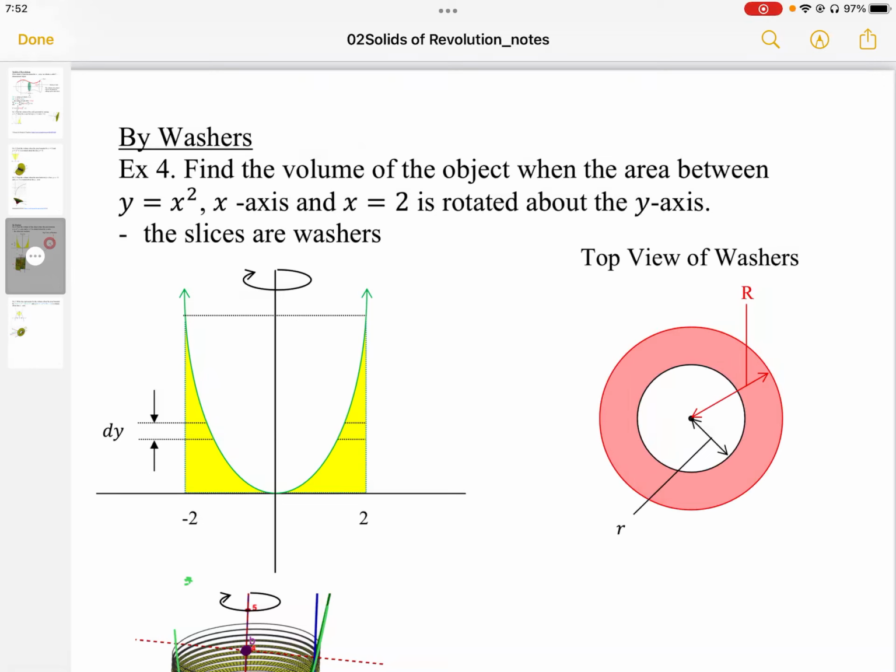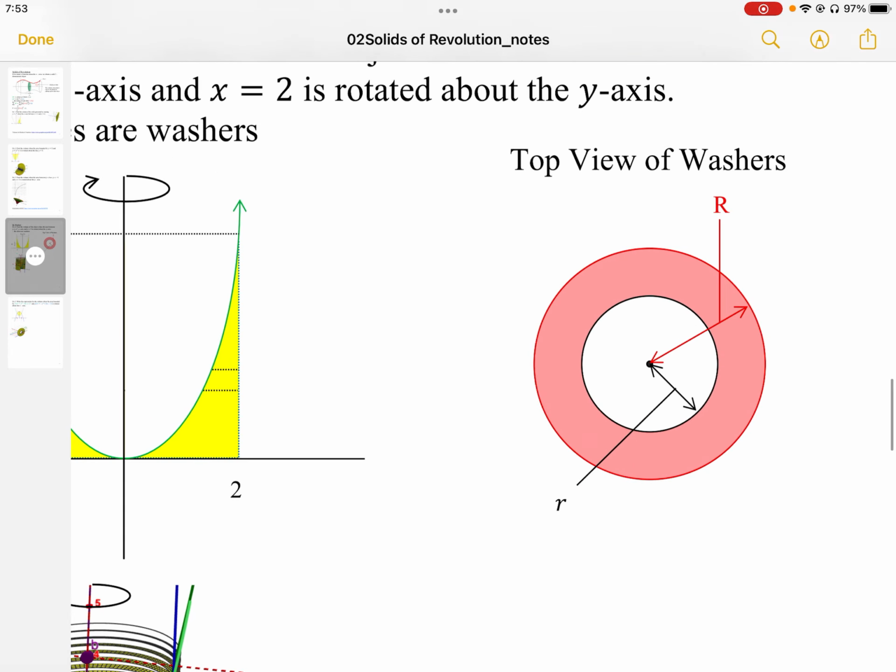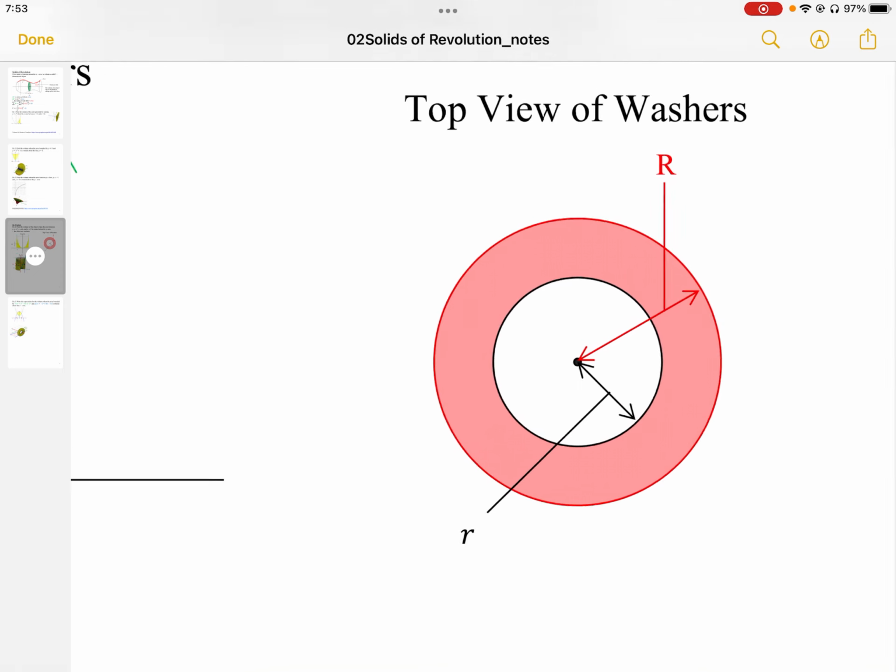This method by washers is an alternate method to using discs. Now, this is very important that when we are doing our volumes, we understand what the cross-sectional area is going to look like. So when we slice it and we have a disc, we're going to use the formula for a circle. If we slice it and our cross-sectional area is a washer, we need to find that red area in here.